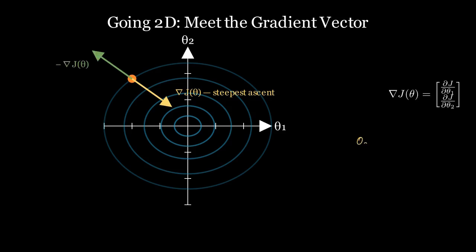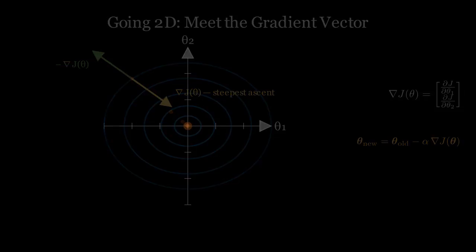The update rule stays the same in spirit. New theta vector equals old theta vector minus alpha times the gradient. Step in the direction of steepest descent and repeat. The elegant symmetry is that this identical recipe works in any number of dimensions.